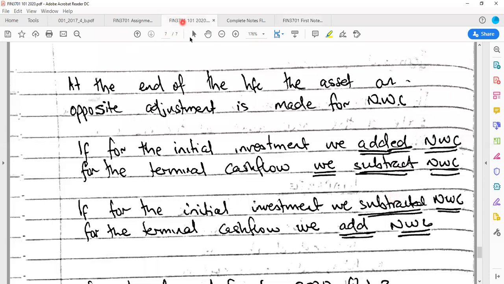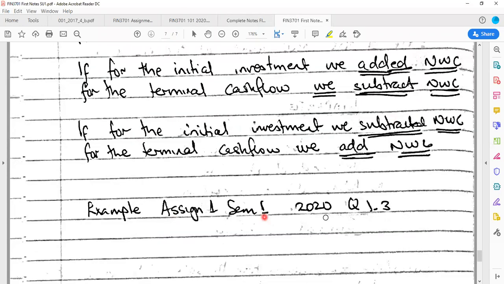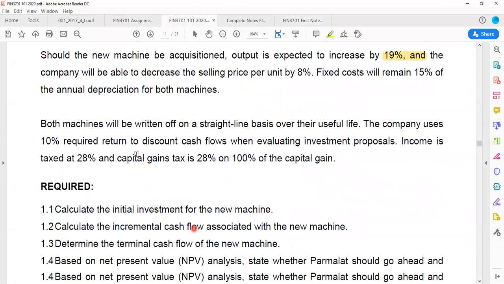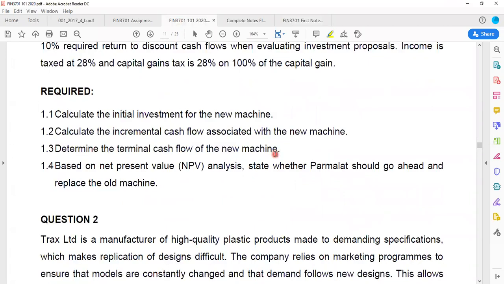So let's finish off this video by looking at assignment 1, semester 1, question 1.3. With this question, they want you to calculate the terminal cash flow of the new machine. In other words, they are saying calculate the cash flow associated with terminating the new machine, or with selling the new machine at the end of its life, right?